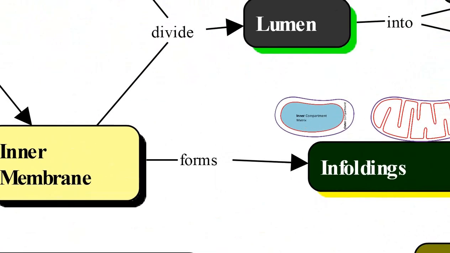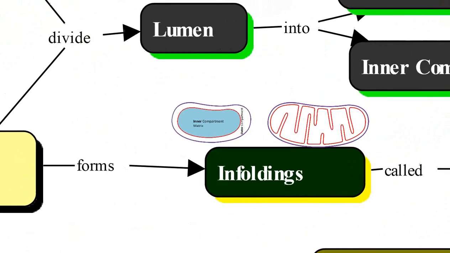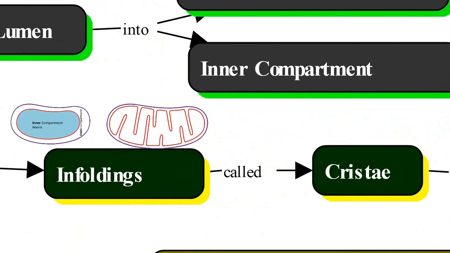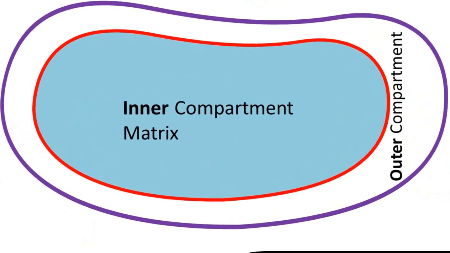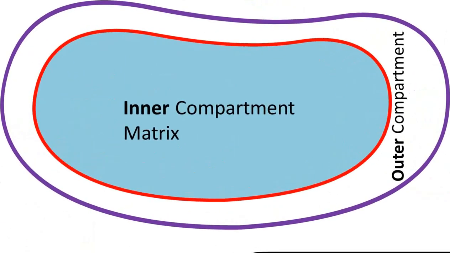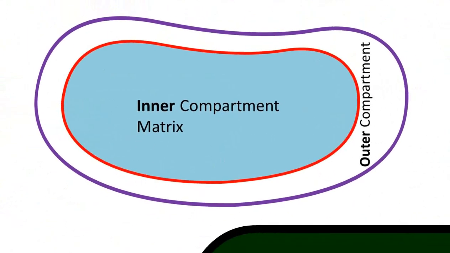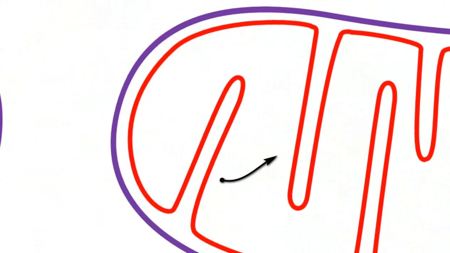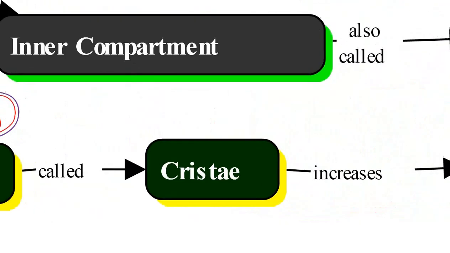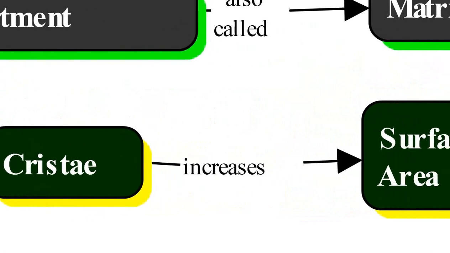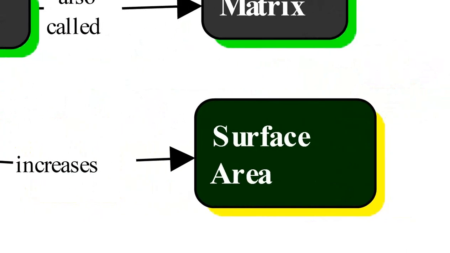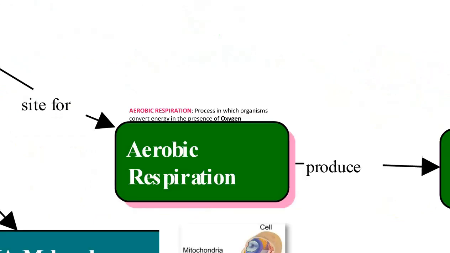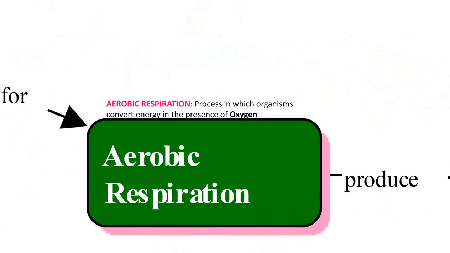Then coming to the inner membrane, usually the inner membrane forms infoldings, and these infoldings are called the cristae. These are the two compartments. The main significance, the objective of this cristae is to increase the surface area for various metabolic activities inside the mitochondria.